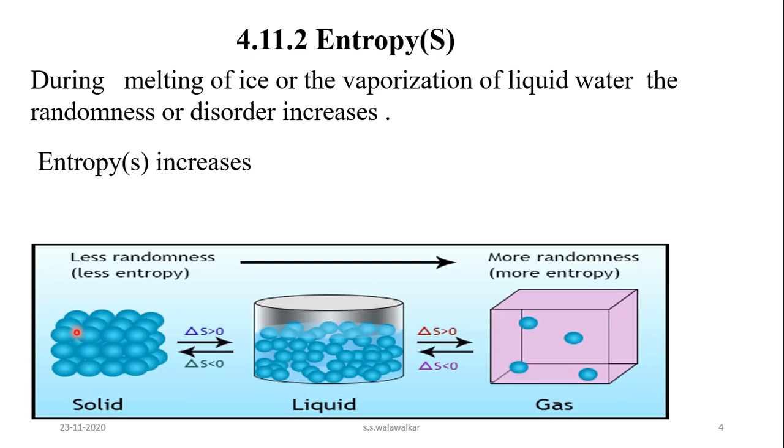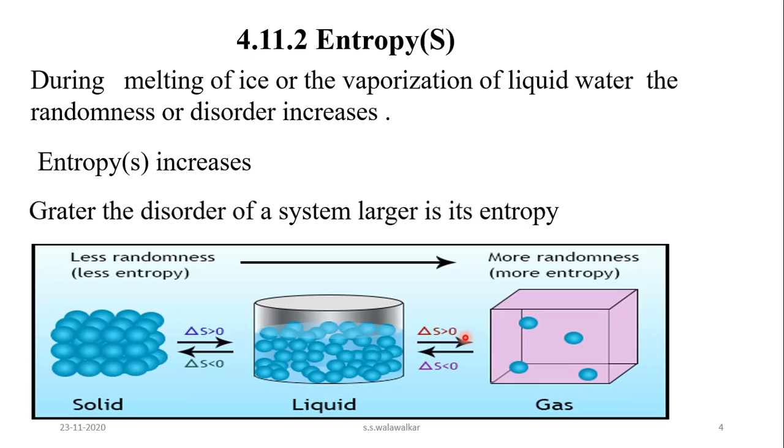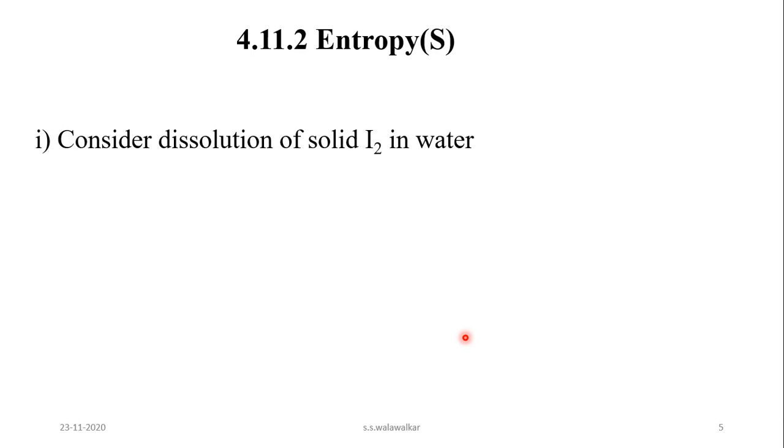So during the conversion of solid state into gaseous state, randomness goes on increasing, and therefore the entropy goes on increasing. So when solid is converted into liquid, delta S, that is entropy change, is more than 0, and when liquid is converted into gaseous state, entropy change is still greater than 0. So the greater the disorder of a system, the larger is the entropy. So we will see here some examples.